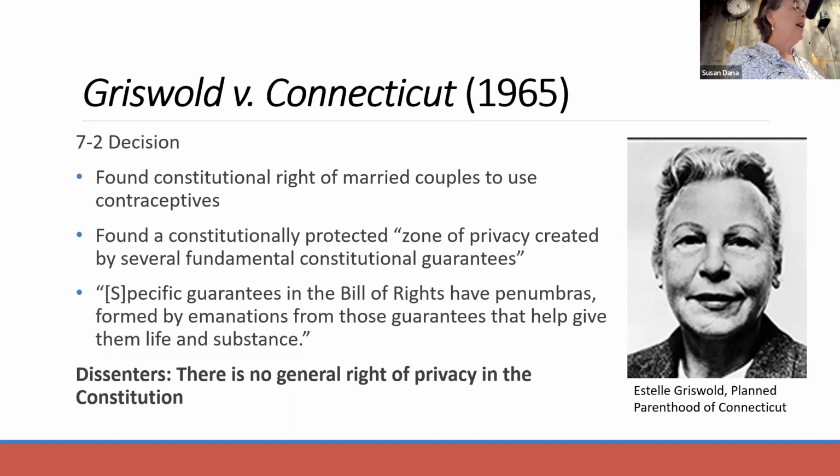So the dissenters said, this is ridiculous. There's no right of privacy in the Constitution. So they're the originalists. The dissenters said, that is not in the Constitution. It's not in the text. The right to contraceptives was certainly not something that everybody thought that the Bill of Rights covered in 1791. I mean, that's just ridiculous. It's not there. So they said, if you want it there, amend the Constitution, but it's not there.